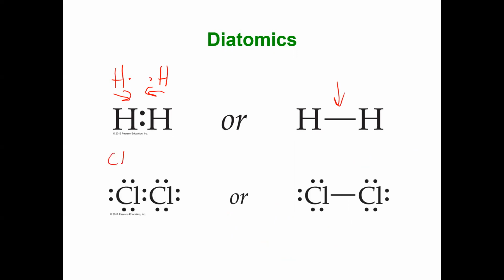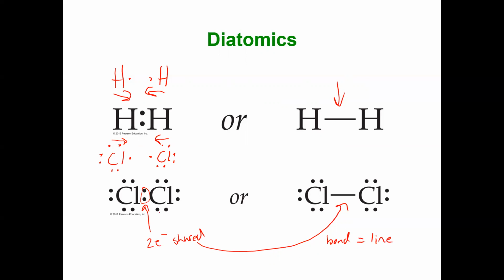Chlorines, we know that each chlorine is group 7A. It has 7 valence electrons. As these approach each other, the two unpaired electrons overlap in the same region of space. We see that there's only 2 electrons that are being shared between the two atoms. So how do we show that? We show that as a bond, which equals a line. The other electron pairs are not shared between the atoms, and we leave them as what are called lone pairs.